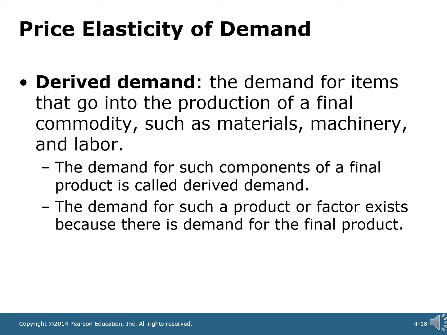So the demand for these components that go into the production of final goods and services that are sold to consumers are called derived demand. The reason they call it derived demand is because the only reason demand for these products exists is because there's demand for their final product. So the demand for these goods is derived from the demand for the consumer good or service.